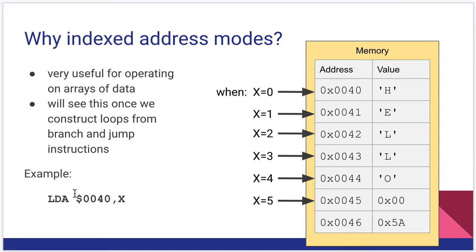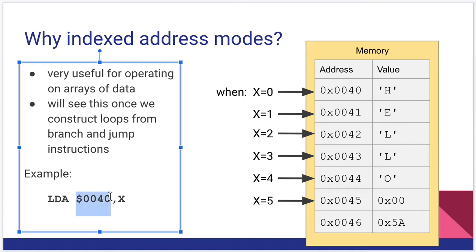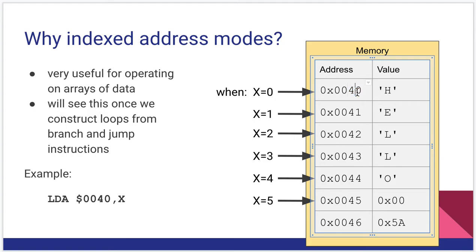Now, why would we use indexed address modes? It turns out they're very useful for dealing with arrays of data. So later on, when we're going to construct loops from branches and jumps, we're going to have something where we're loading from a base address with an offset. So we might have some data, for example, the string hello, that starts at address 0040, and each successive byte is part of that string. We can vary X from 0, which is the first character, to 1 for the second character, 2 for the third character, 3 for the fourth, and so forth, and do that to go all the way through our string as part of a loop. So these indexed modes become really useful for us there.